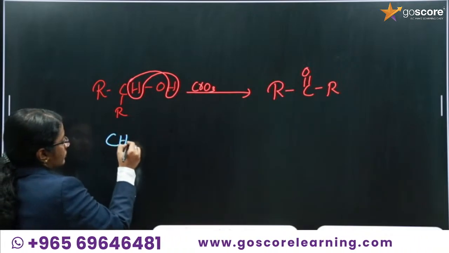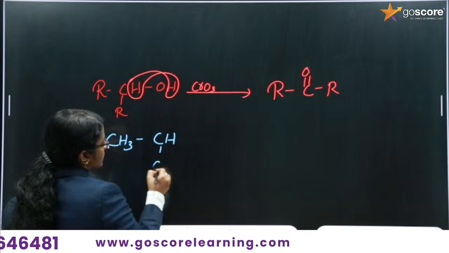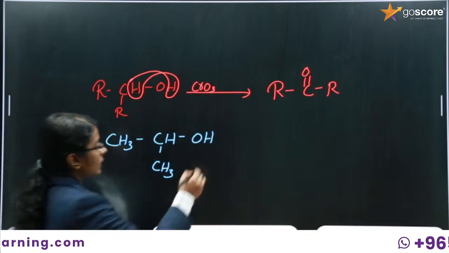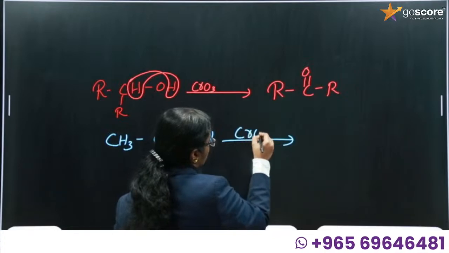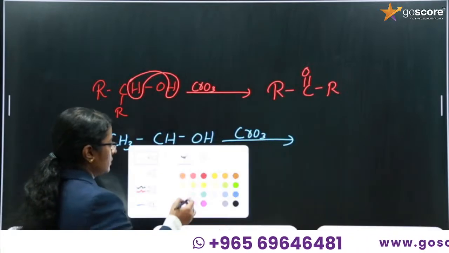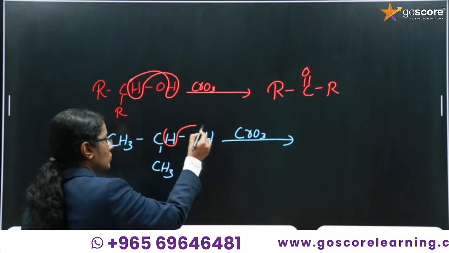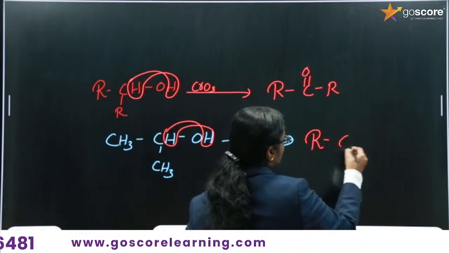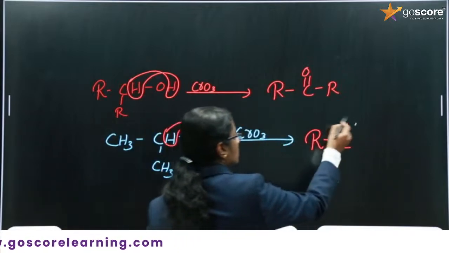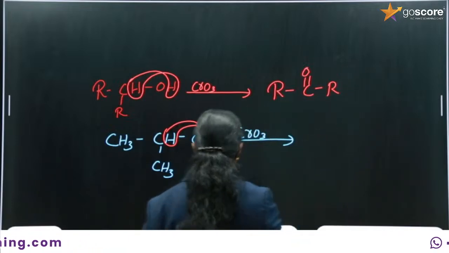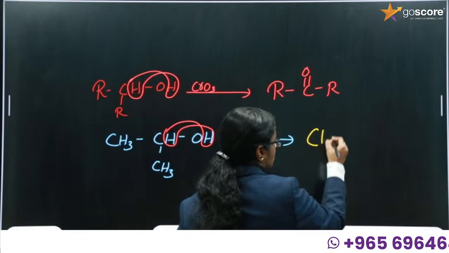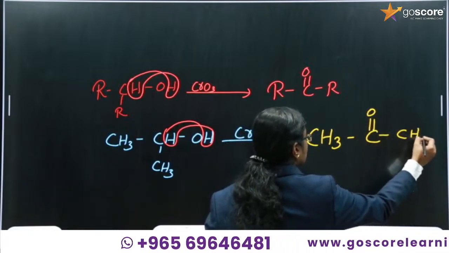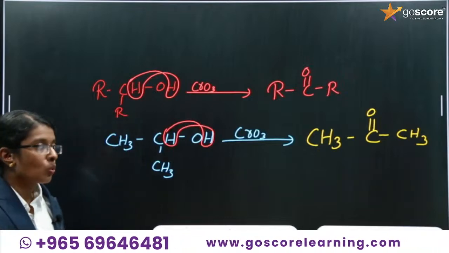So write the product of this compound: CH3CH(OH)CH3 with CrO3. So what will happen? Dihydrogen will be eliminated, and you will get the corresponding ketone, CH3-C(=O)-CH3. So you will get propan-2-one.